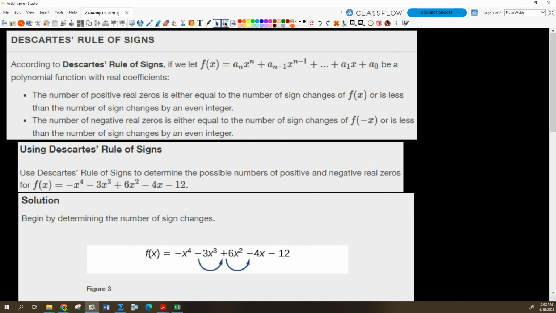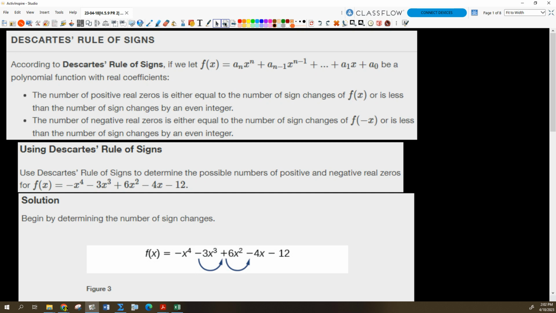You just look at the sign changes of f of x to find the possible number of positive real zeros that you have, right? So in this case, we had 1, 2 sign changes. So we could either have 2, or then we move down in increments of 2. So either 2 or 0 positive real zeros. One of those two has to be the case.